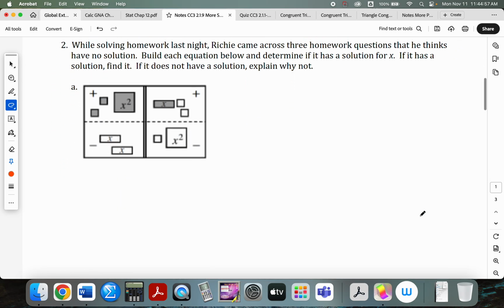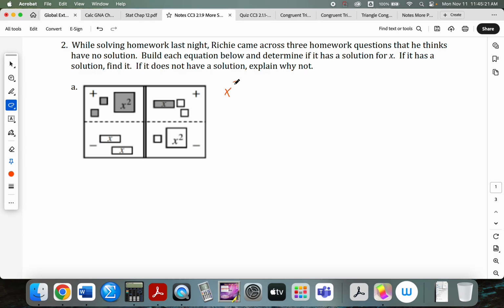So, speaking of that, last night while he was doing his homework, Richie came across 3 homework questions that he thinks have no solution. So it asks you to build these and determine if it has a solution for x. If it has a solution, find it. If it does not have a solution, explain why not. All right, so let's go through this.